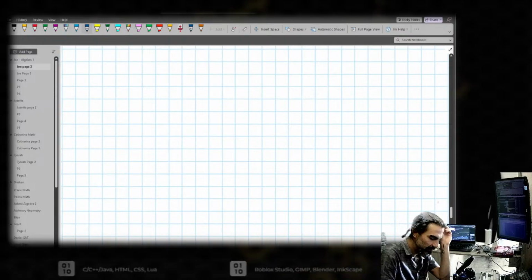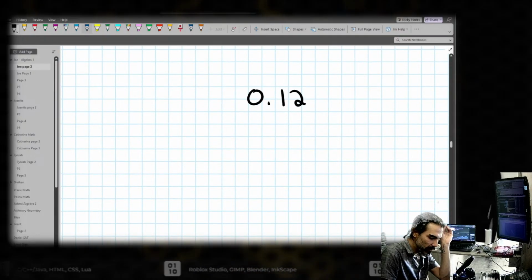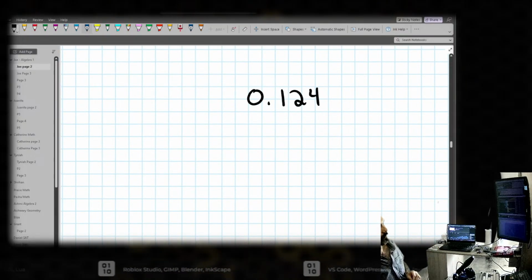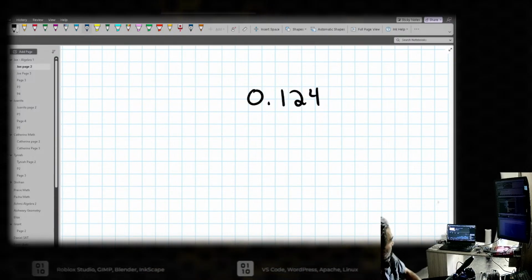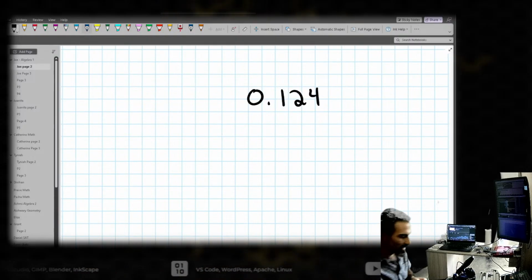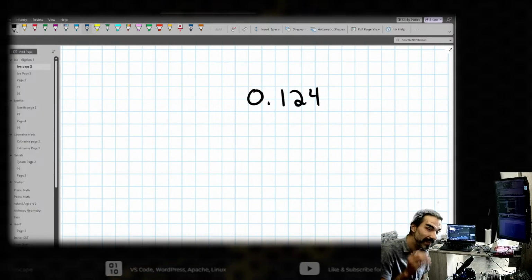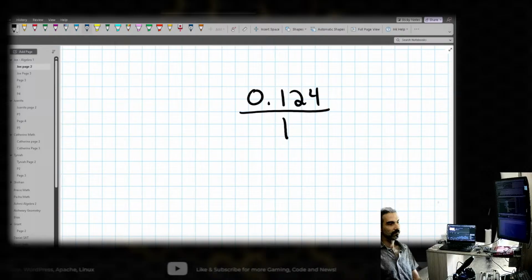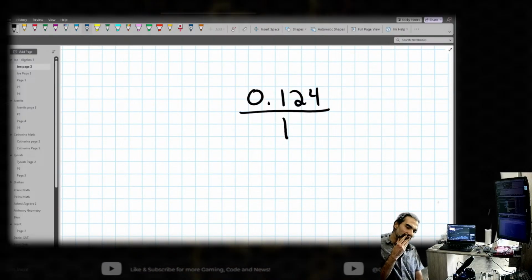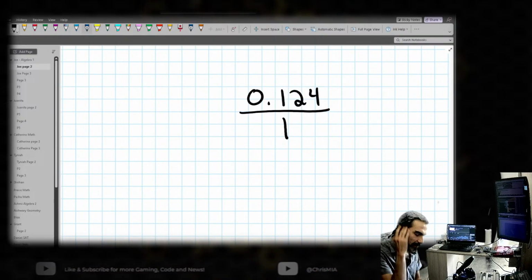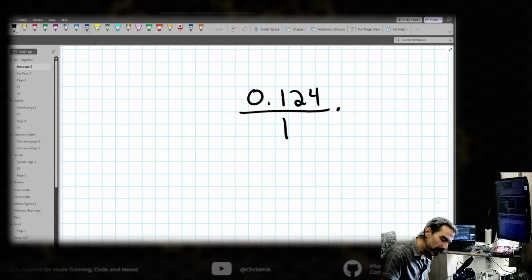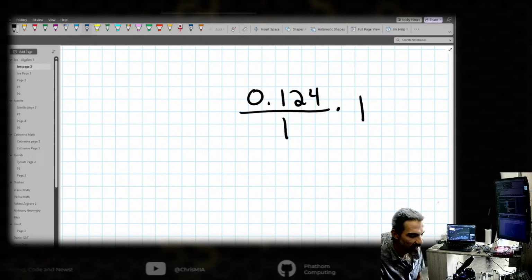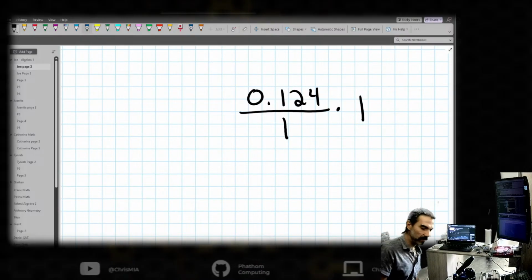Let's go. 0.124. It doesn't matter what the number is. You want to convert any decimal to a fraction. You start with our instincts: we've got an invisible 1 underneath. We're also going to bring up the invisible 1 after, because we need this to adjust the numbers.